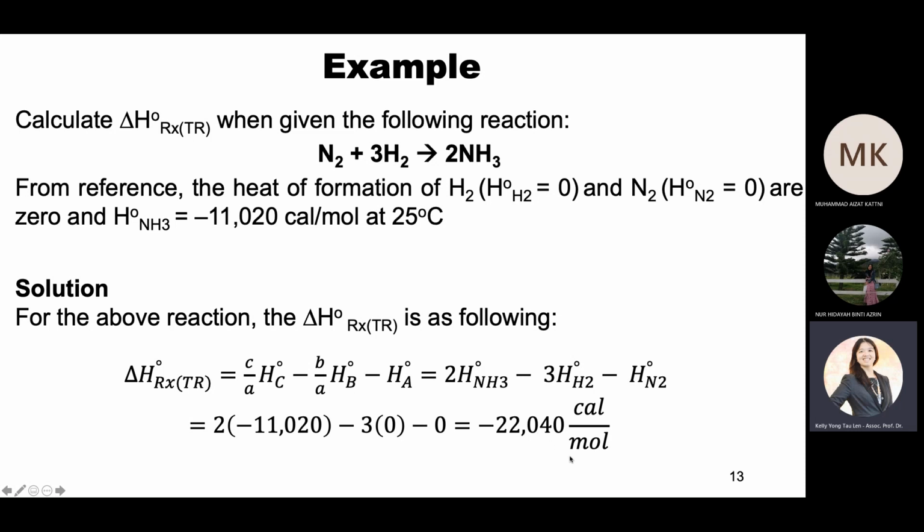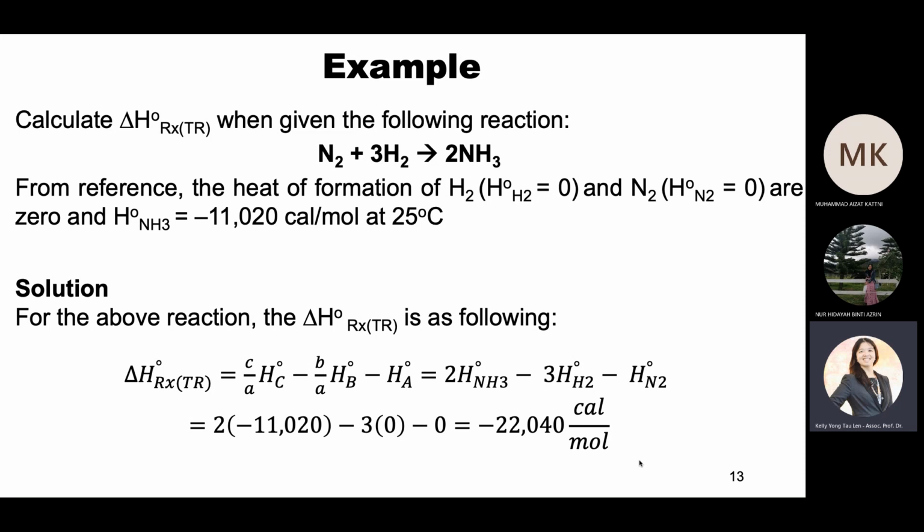So maksudnya apa? Maksudnya for this reaction to occur, for nitrogen gas to react with hydrogen gas to get ammonia, this reaction will release 22,040 calorie per mole. So konsep dia kalau negatif membebaskan haba, positive absorbing heat.